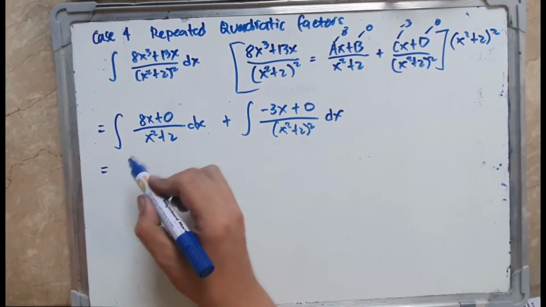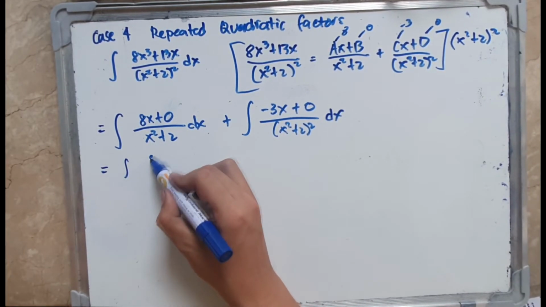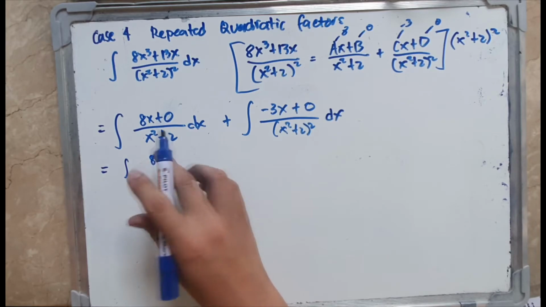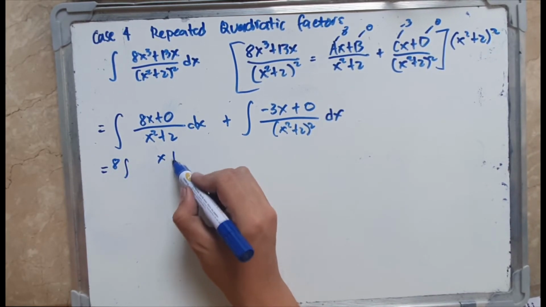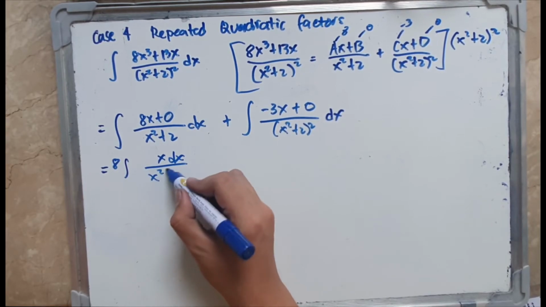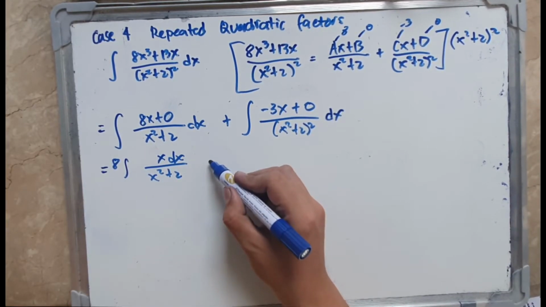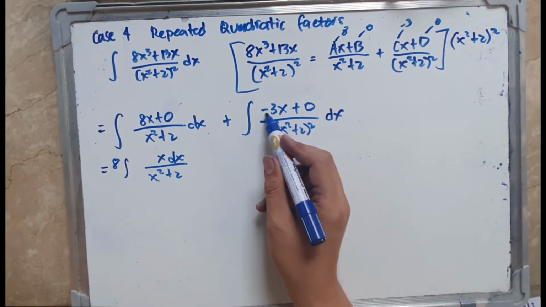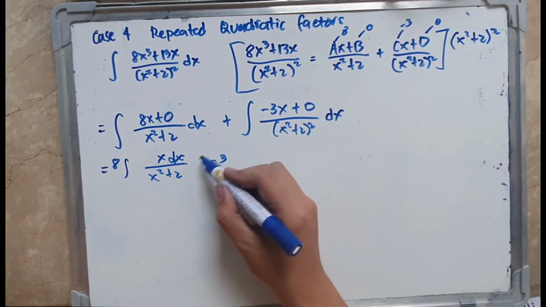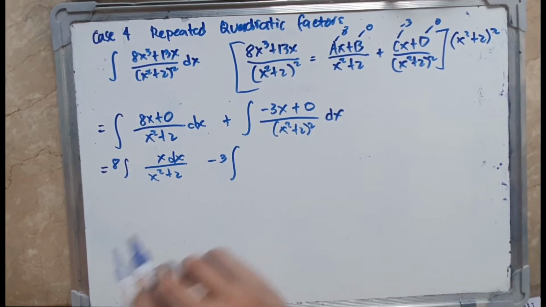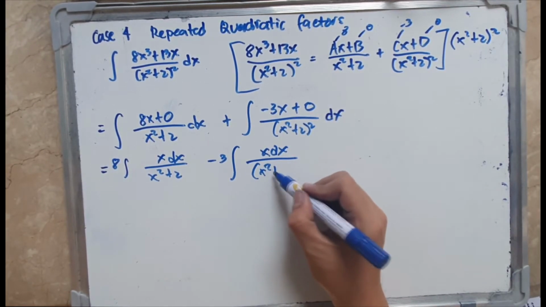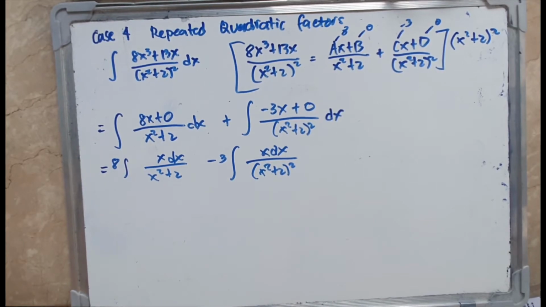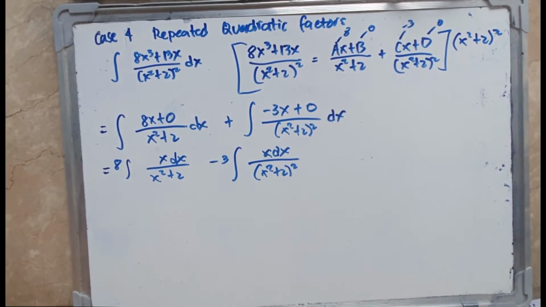Okay, so this is equivalent to 8 times integral of x dx over x squared plus 2. Let's try to write negative 3 outside as well: integral of x dx over x squared plus 2 squared. Okay, so how about this part right here?